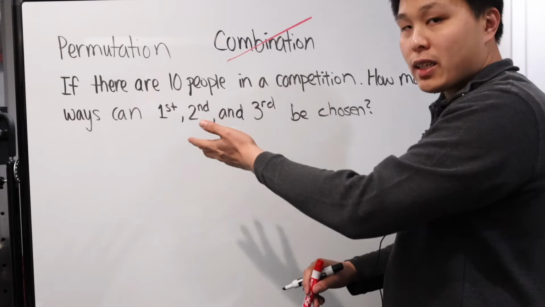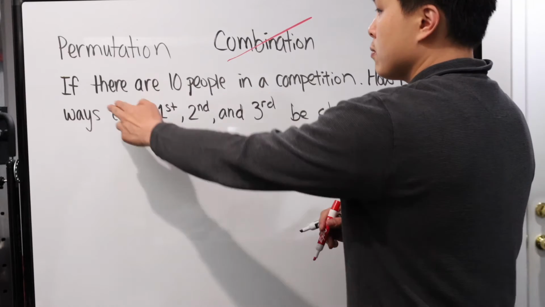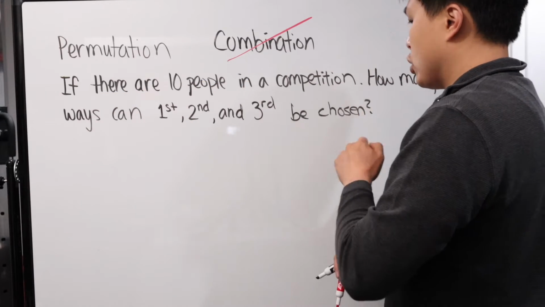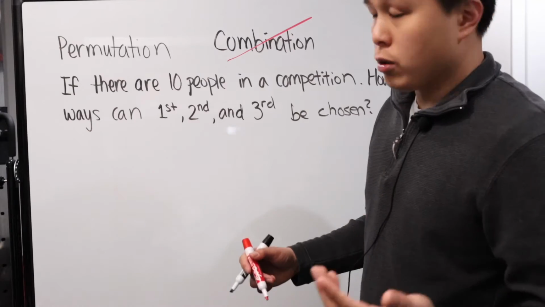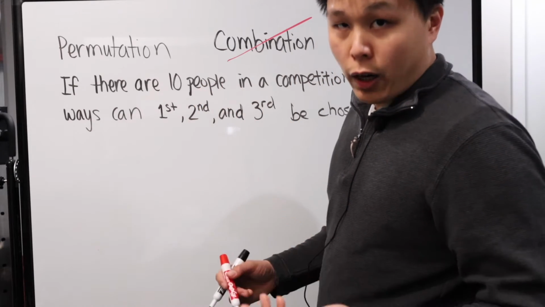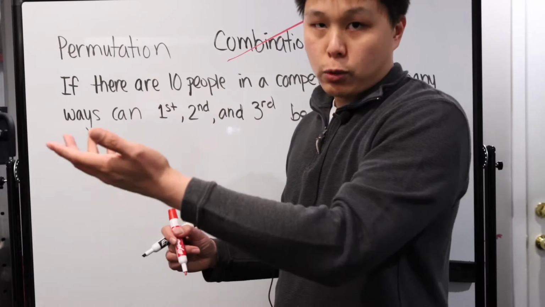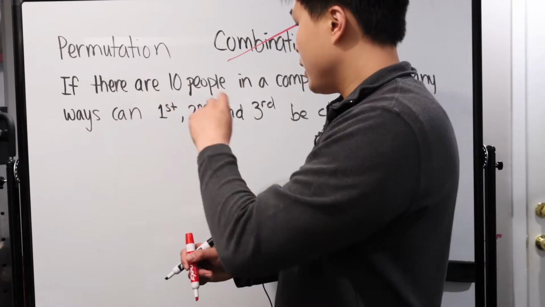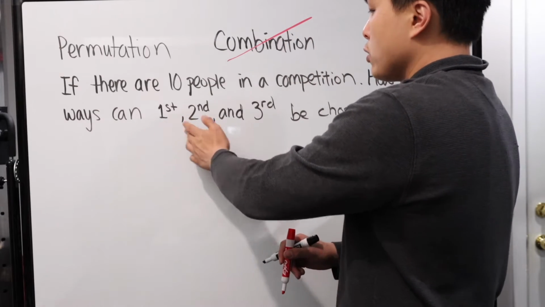Now, this is a classic example of a problem that asks you to solve regarding permutation. If there are 10 people in a competition, how many ways can first, second, and third place be chosen? So notice this, the order actually matters in how you choose, right? Each and every one of those 10 people is different. So if you chose the first person and then the second person, that's different. So in this case, we're trying to see first, second, and third.